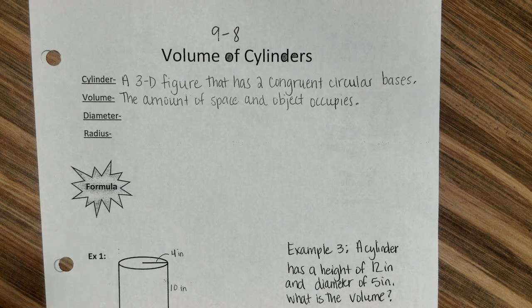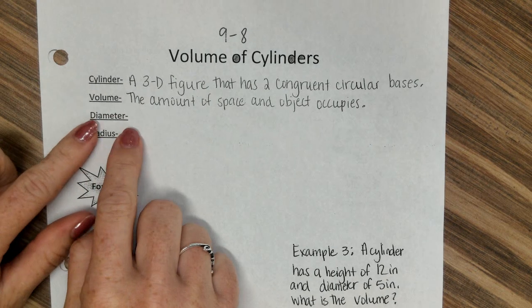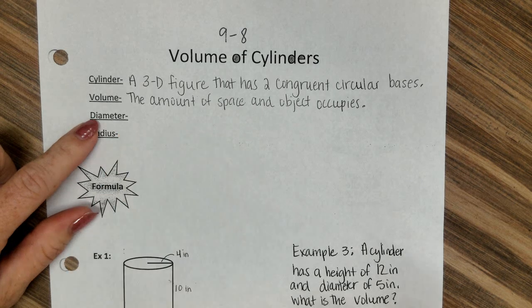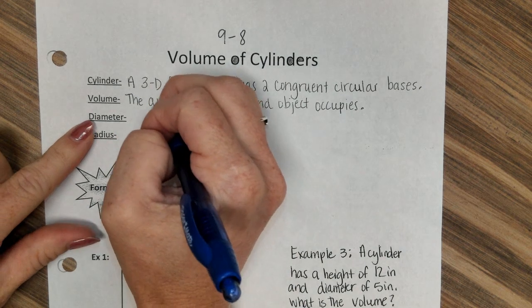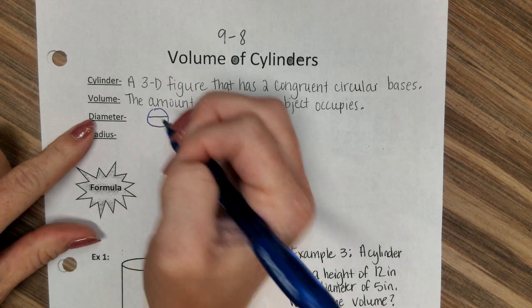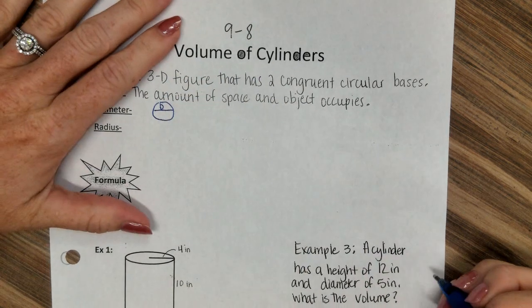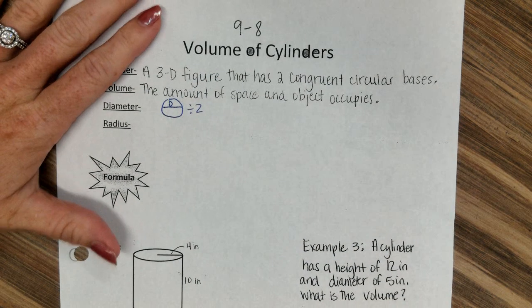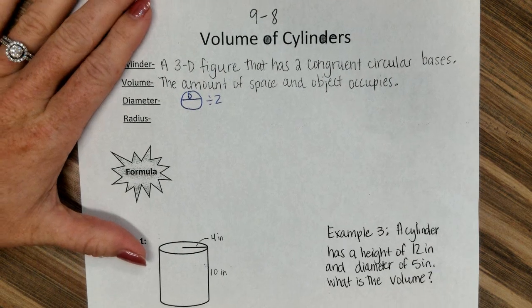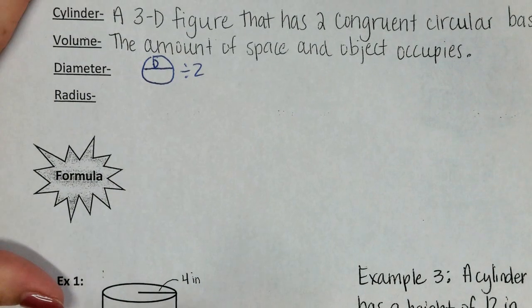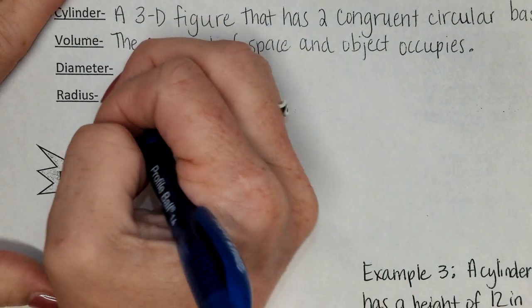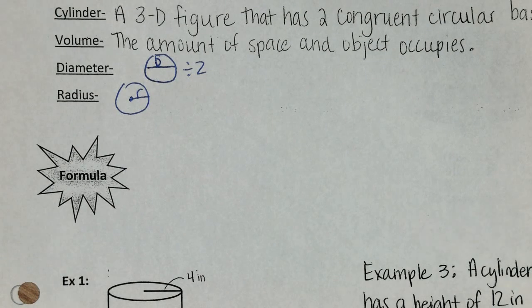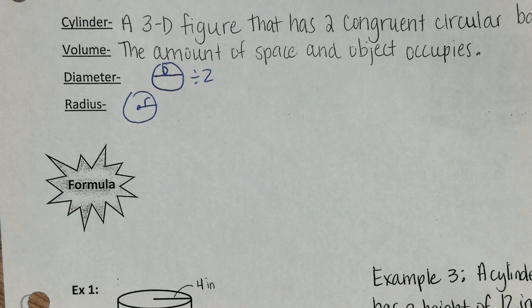All right. What is a diameter? Going across the circle. So a diameter, draw a circle, goes all the way across the circle. If they give you a diameter, what do you have to do? So if they give you a diameter, you have to divide by 2. What is a radius? It goes halfway through a circle. And we're going to want radius because radius is what's going to be a part of our formula.